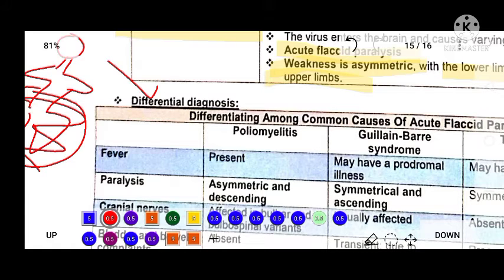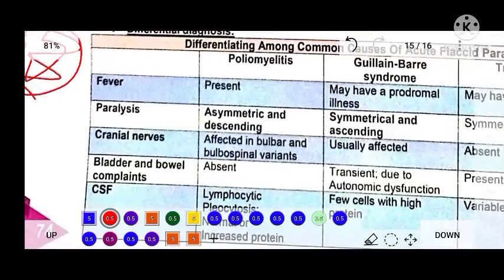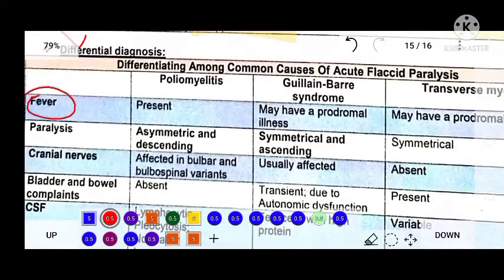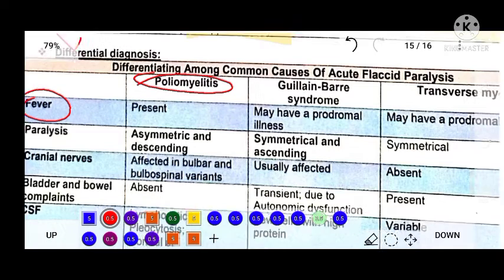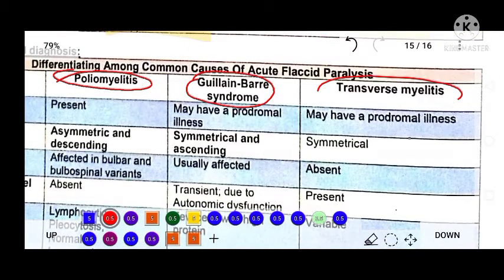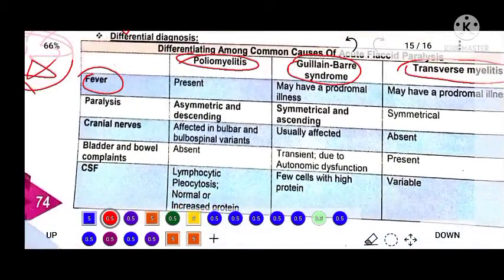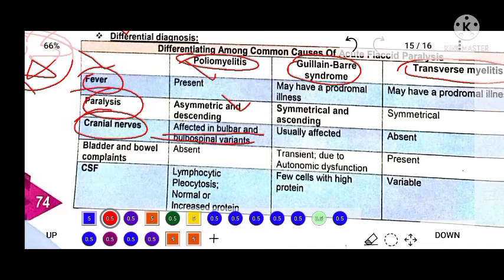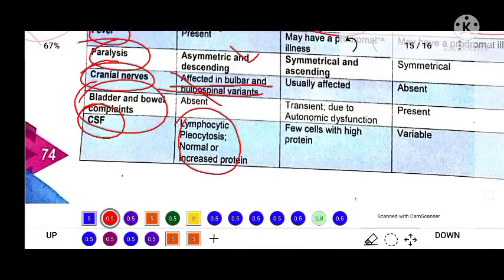What differential diagnosis we can keep for polio is fever. We can keep differentials like poliomyelitis, Guillain-Barré syndrome, and transverse myelitis. These all three diseases can be kept as differentials for polio. Fever is present in polio. Paralysis is asymmetrical. Cranial nerves are involved, and bulbar and bulbospinal variants are affected. Bowel and bladder function is absent. CSF shows lymphocytic pleocytosis with normal or increased protein.